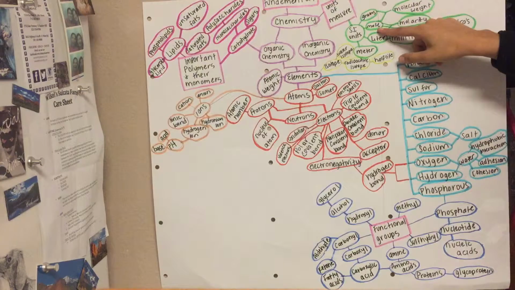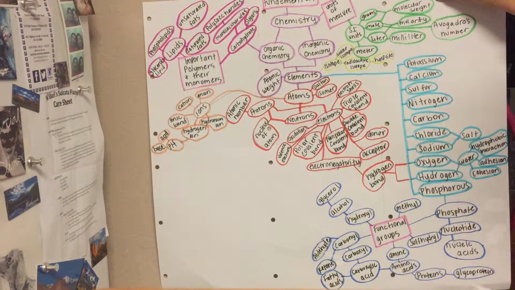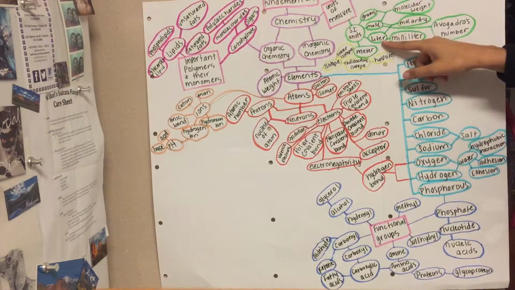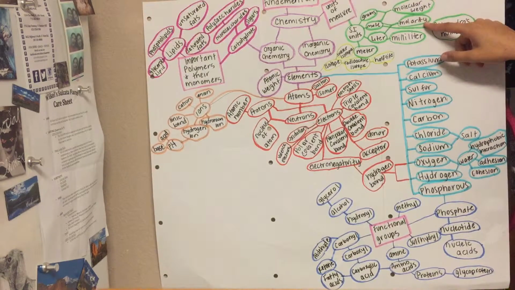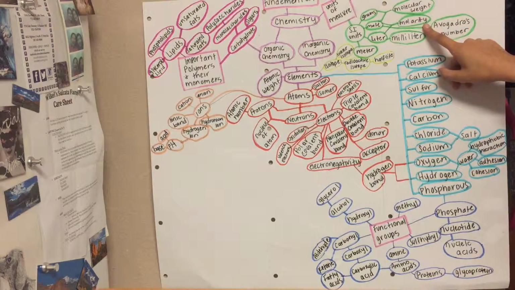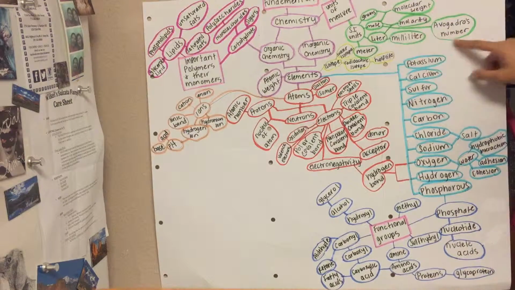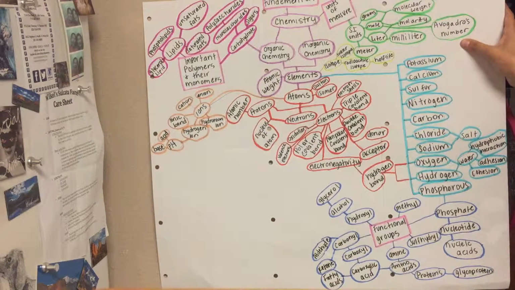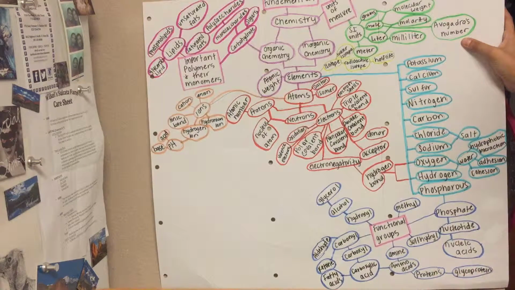Grams and mole equal molecular weight, because the average mass of a molecule is in the units grams over mole. Mole and liter are connected to molarity, because the concentration of a solution is measured as the number of moles of solute per liter of solution. And then mole is connected to Avogadro's number, the number of particles in 1 mole, which is 6.02 times 10 to the 23rd.